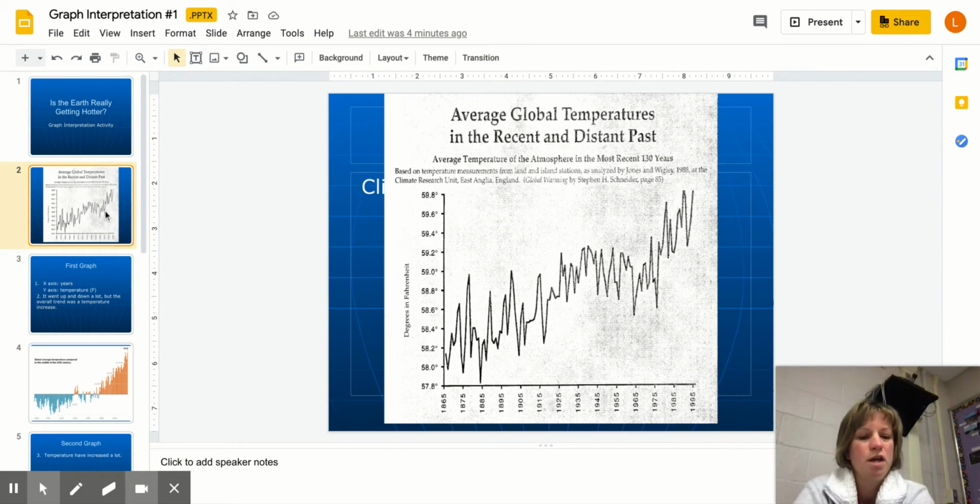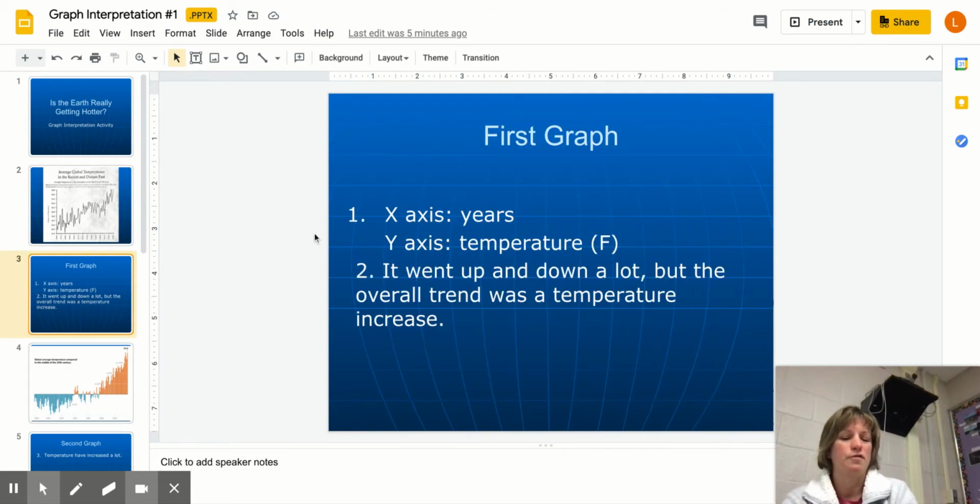Here's the first one. Notice that this graph goes on the x-axis. It shows us the years, time in years, from 1865 to 1995. But the y-axis here is temperature, degrees Fahrenheit. And maybe you've already noticed this is only going up by 0.2 degrees Fahrenheit. So there's only 2 whole degrees in this graph. But to check our work, the first question, the x-axis is years again, the y is temperature in degrees Fahrenheit.